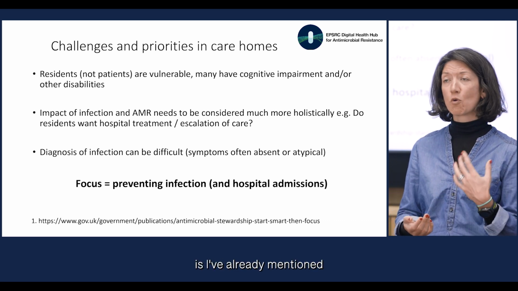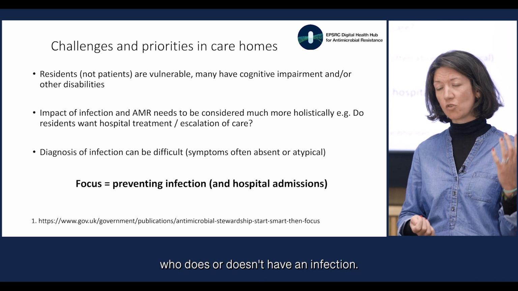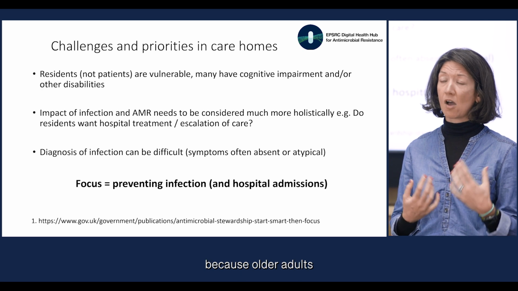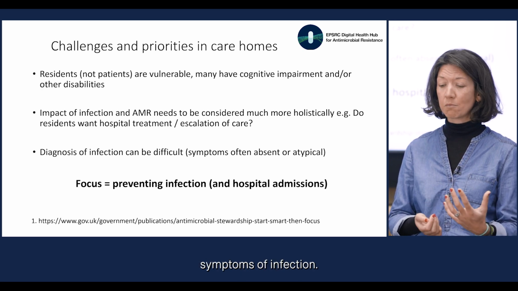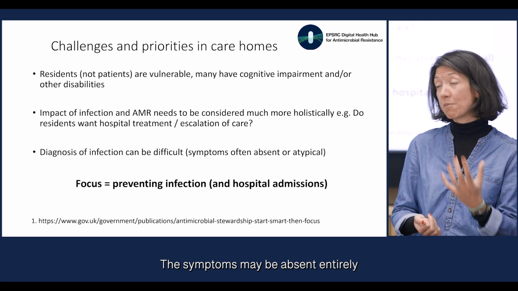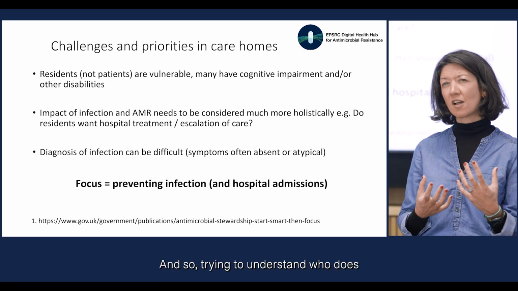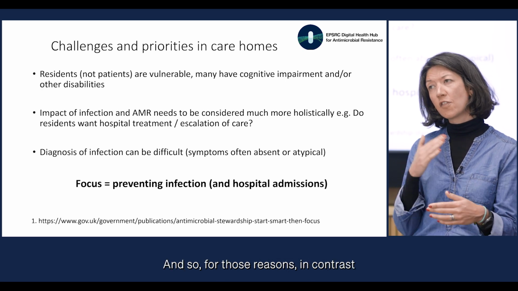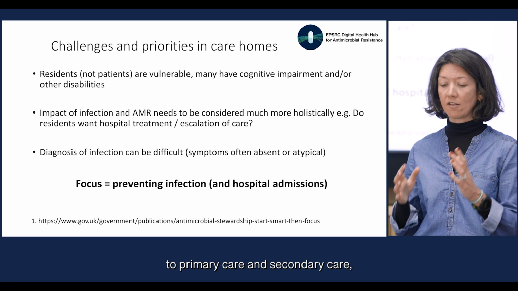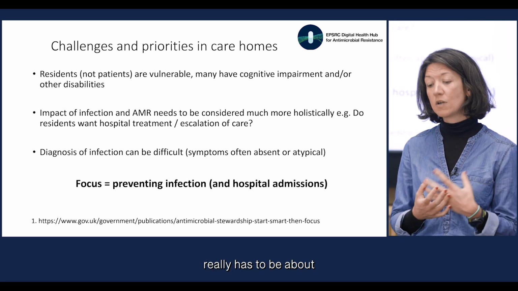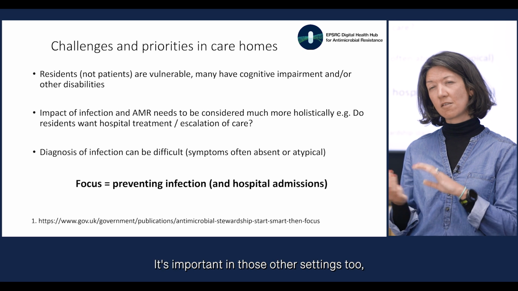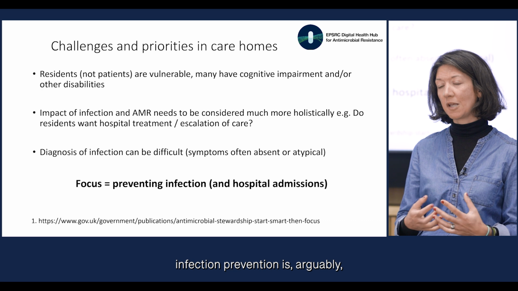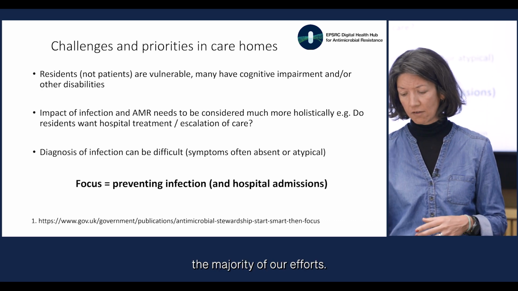A further challenge is, I've already mentioned how difficult it can be to work out who does or doesn't have an infection. Well, in this population, it's even harder because older adults often don't have typical symptoms of infection. The symptoms may be absent entirely or atypical. And so trying to understand who does and doesn't have an infection is really very challenging. For those reasons, in contrast to primary care and secondary care, I think the focus here really has to be about preventing infection. It's important in those other settings too, but in care homes, infection prevention is arguably where we should be focusing the majority of our efforts.